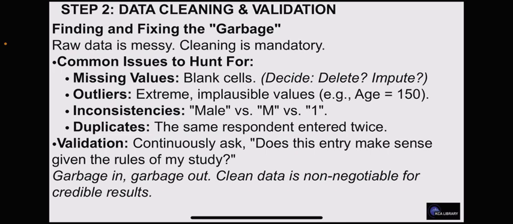Common issues to hunt for when doing data cleaning and validation are missing values, outliers, inconsistencies, duplicates, and so on. Missing values are blank cells, while outliers are extreme, impossible values, for example age equals 150. Inconsistencies could be male versus Male versus M and the like. Duplicates are the same respondent entered twice. Make sure you do your fixing and cleaning very well, so that there are no duplicates and nothing is entered twice.